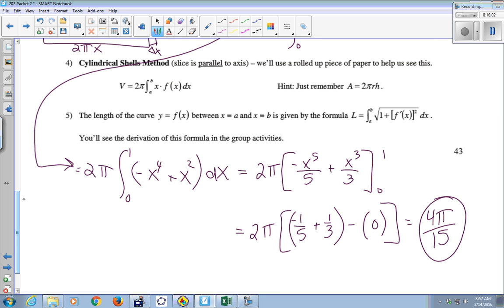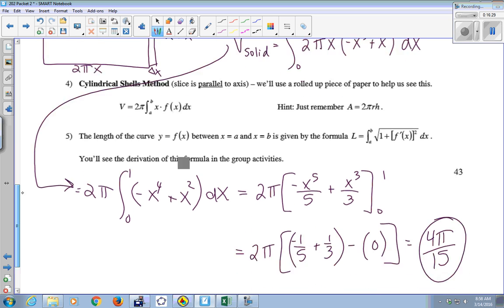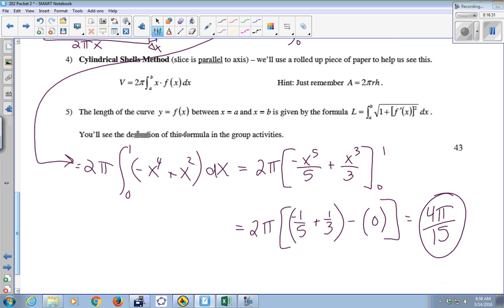So in general, the formula for the cylindrical shells method, when you make a slice parallel to the axis of revolution, is 2 pi x f of x dx, right? The 2 pi x was the length of the shell, f of x was the height of the shell, and dx is the width. Okay, so that's the cylindrical shells method.